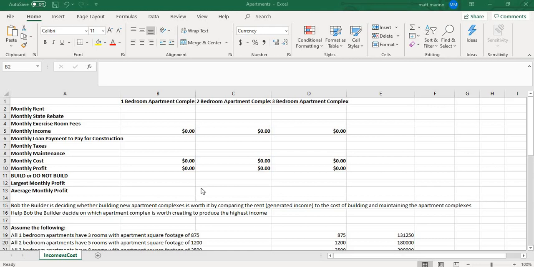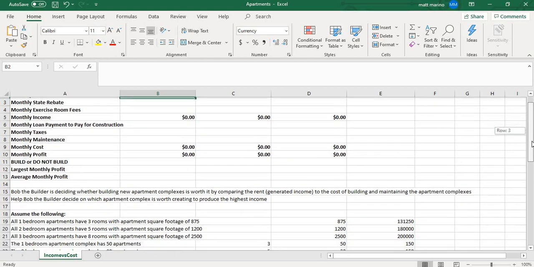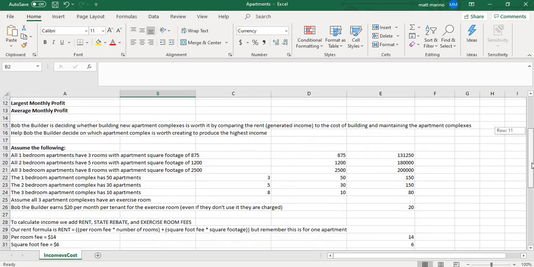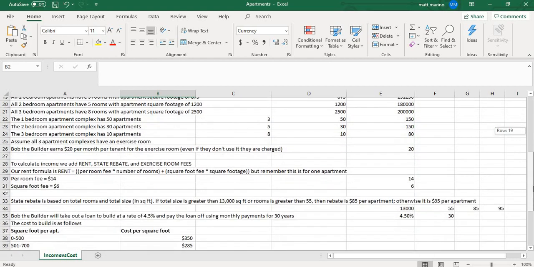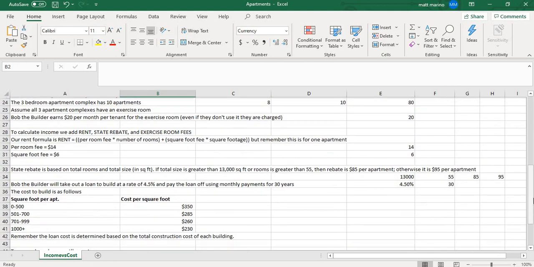This exercise will help you complete homework 3B. You'll notice that this is similar to our make or buy analysis. Within this, we're trying to help Bob the Builder decide whether or not he should build a construction property based on how much money he can make off of it. You'll notice that all of the assumptions are provided below.